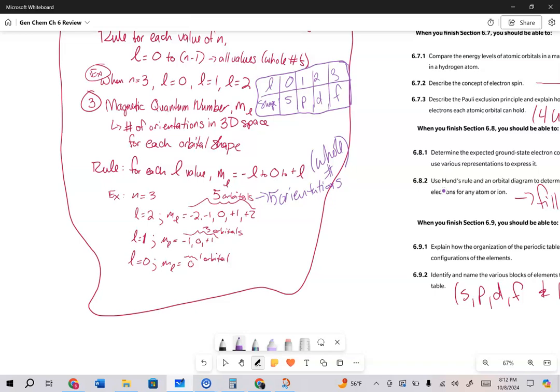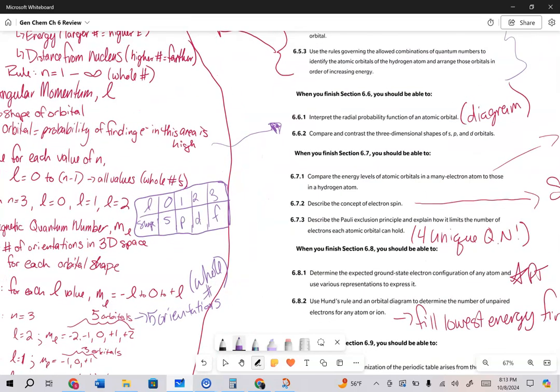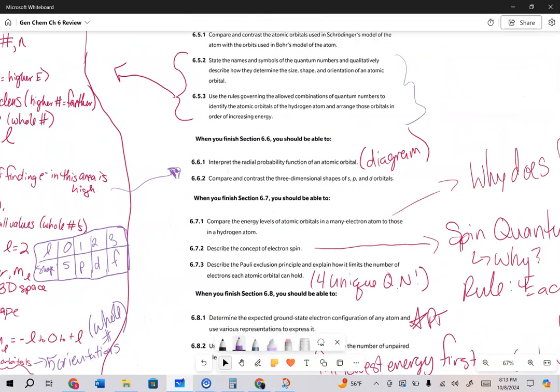Now, you'll notice that the spin quantum number is not discussed here. That's actually not discussed until a farther section. So that's all of section 5, really.